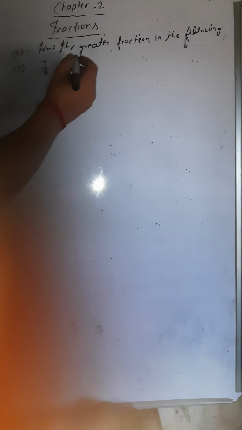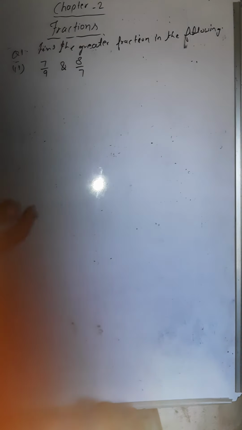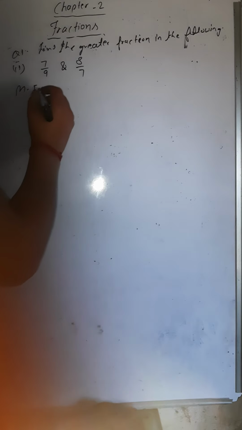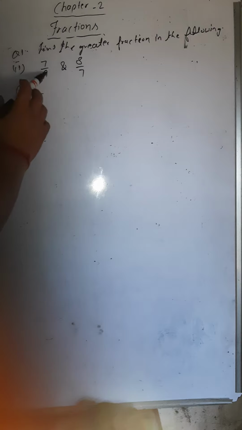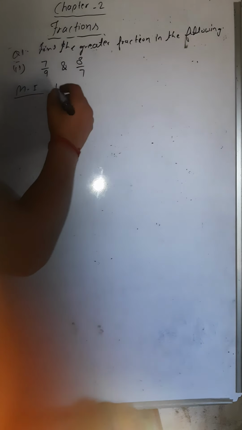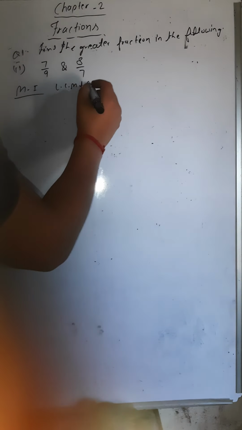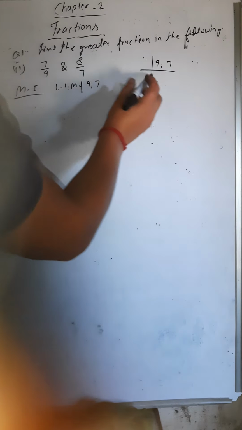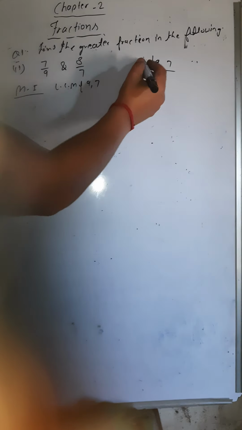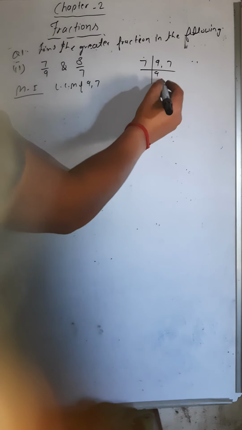Here also we will do this question by both the methods. So first, method number 1. In method number 1 we will take the LCM of both the denominators. Here 9, here 7. So first we'll find the LCM of 9 and 7. Can you find it? Yes, 7 is a prime number, it will be divisible only by 7. 9 not divisible, so 9 as it is.